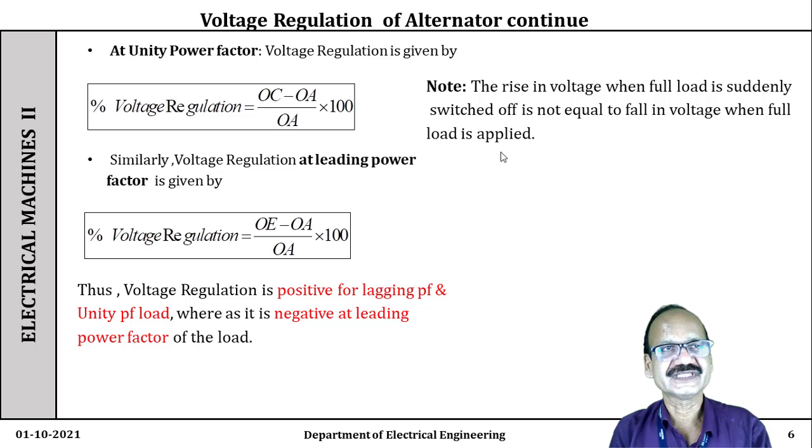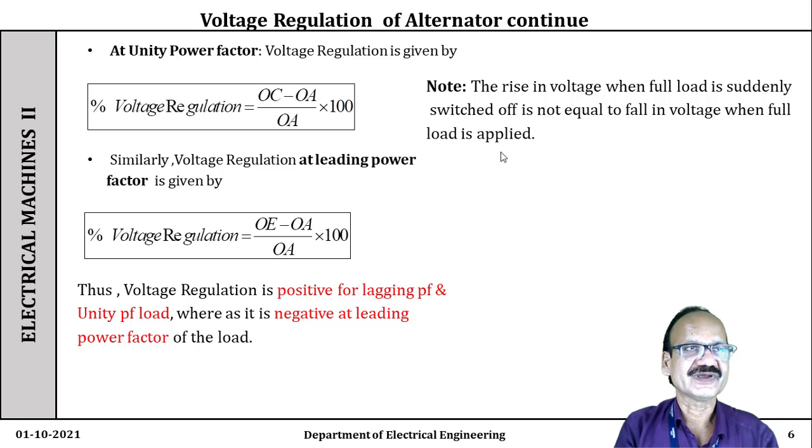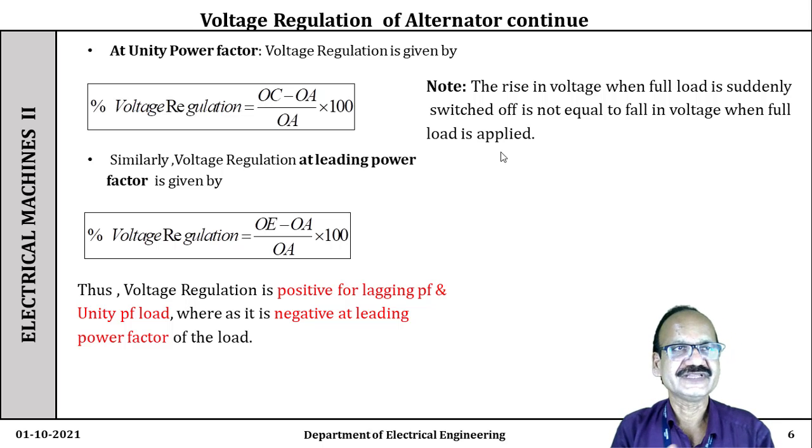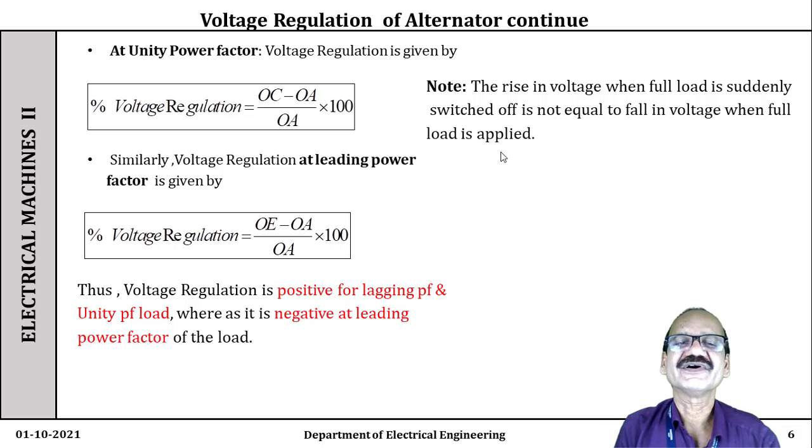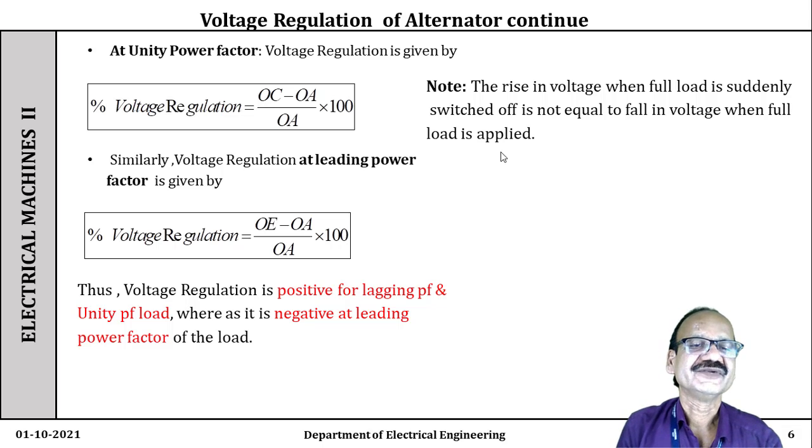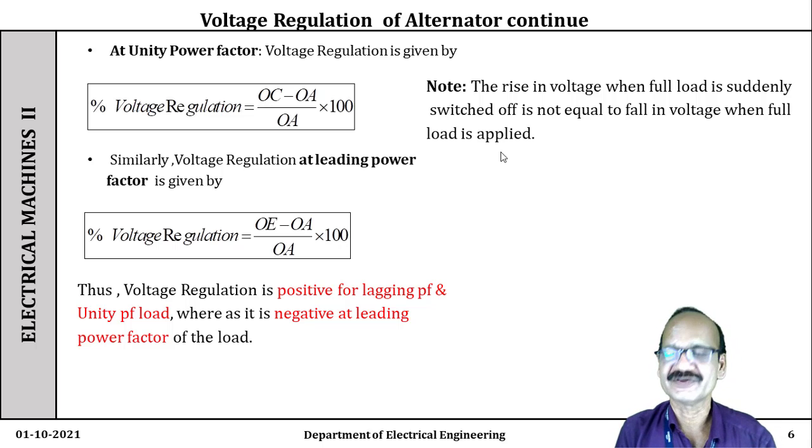It has been observed that voltage regulation is positive for both lagging power factor as well as unity power factor, whereas it is negative for a leading power factor. It is also possible to have a regulation of zero at a leading power factor.